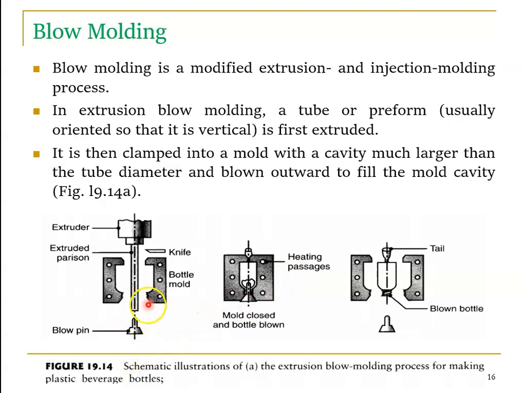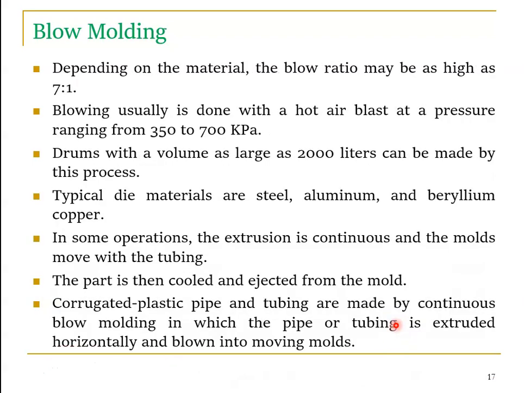The air is blown, and the material sticks to the internal surface of the cavity. After curing, it will be removed and we get the final product. This is blow molding, a single step blow molding. Depending on the material, the blow ratio may be as high as 7:1. Blowing is usually done with a hot air blast at pressure ranging from 350 to 700 kilopascal. Drums with volume as large as 2000 liters can be made by this process.